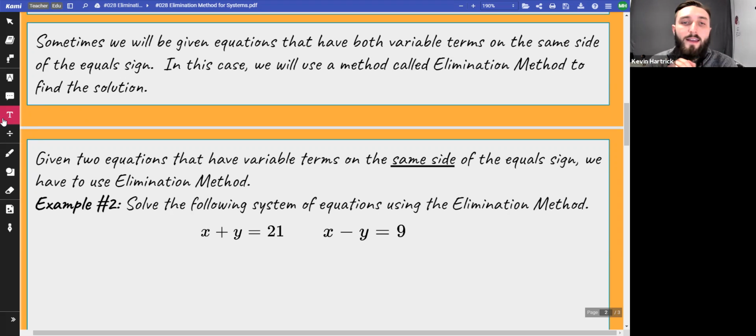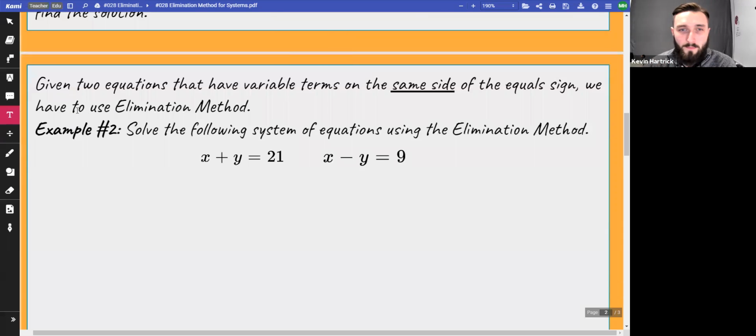There was graphing. Now we're doing our final method for finding the solution to a system of equations, and it's called the elimination method. There's a specific time that you would use this method. Sometimes we will be given equations that have both variable terms on the same side of the equal sign. In this case, we will use a method called elimination to find the solution. So I'm going to go through what that means.